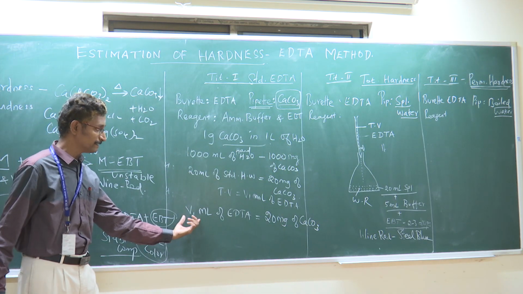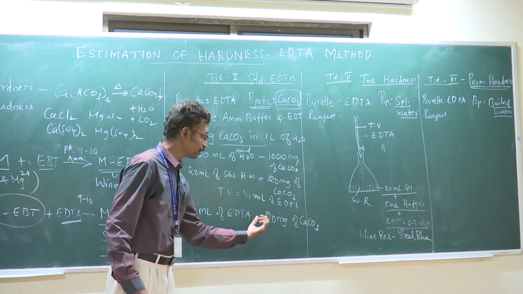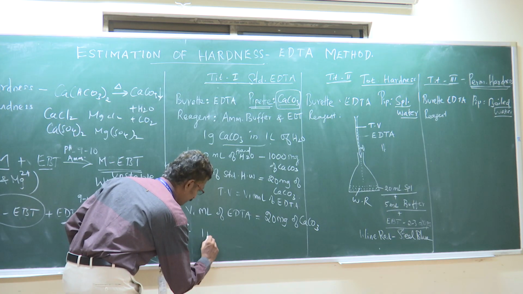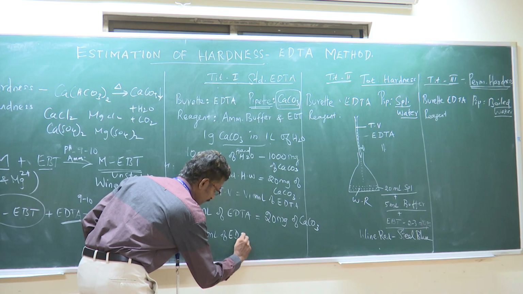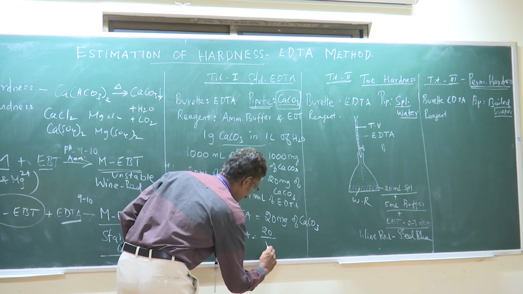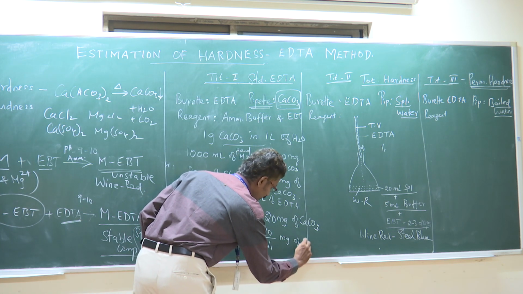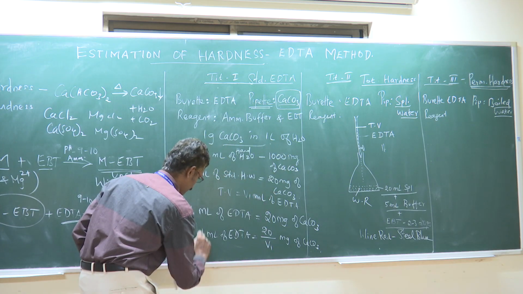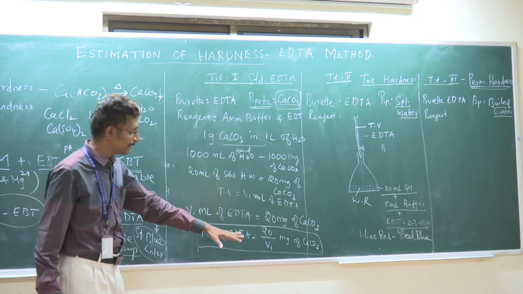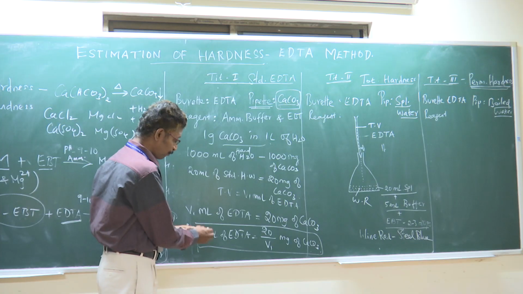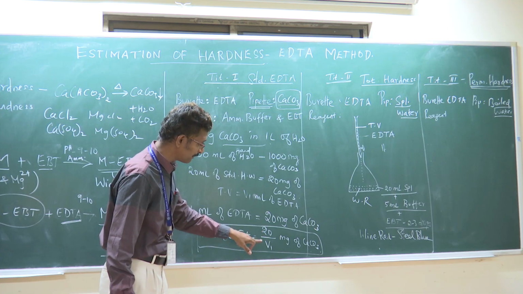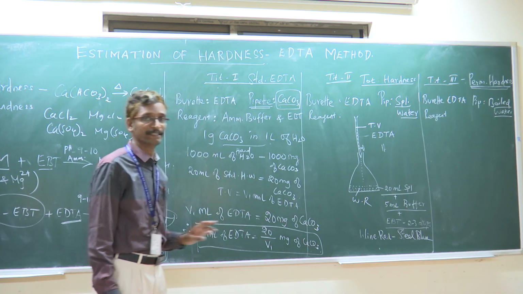So the V1 titer value corresponds to 20 milligram of calcium carbonate equivalent. Therefore, 1 ml of EDTA is equal to 20 by V1 milligram of calcium carbonate. So now the EDTA is standardized. That means we know 1 ml of EDTA is equivalent to 20 by V1 milligram of calcium carbonate.